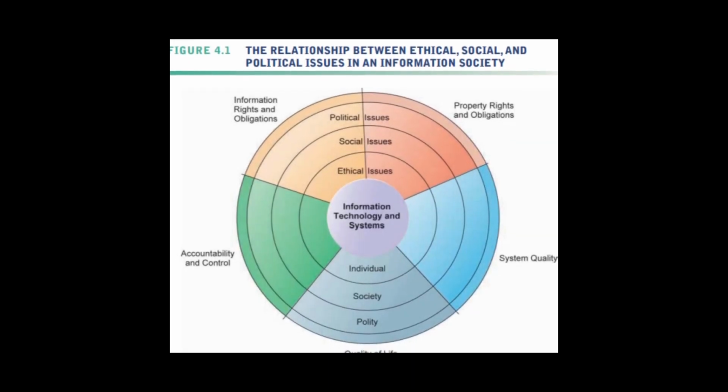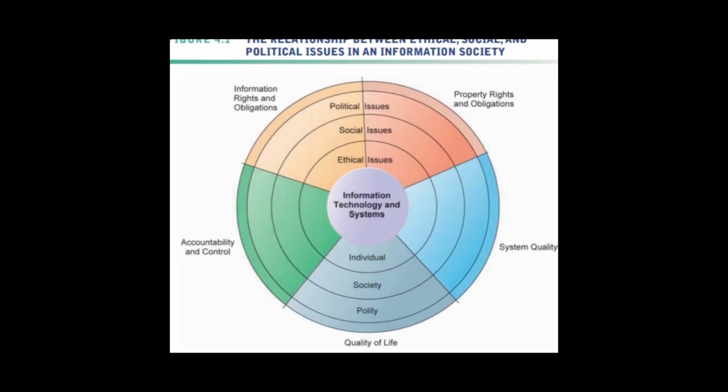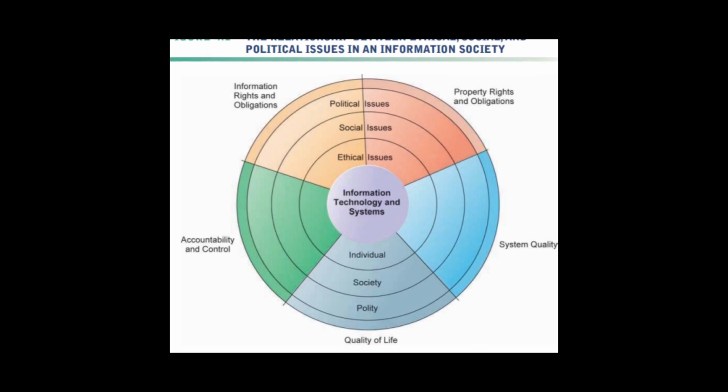Here we have the relationship between ethical, social, and political issues in an information system. It has five main parts. First, information rights and obligations: what information rights do individuals and organizations possess with respect to themselves? What can they protect? Second, property rights and obligations: how will traditional intellectual property rights be protected in a digital society in which tracing and accounting for ownership are difficult and ignoring such property rights is so easy?